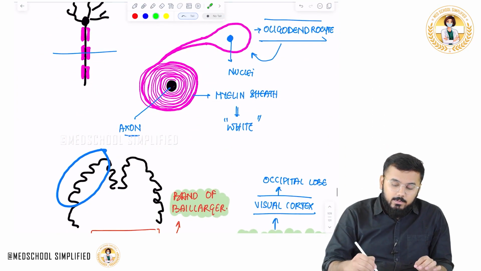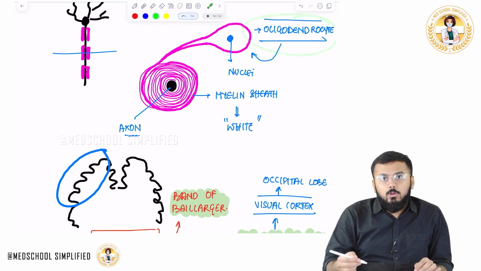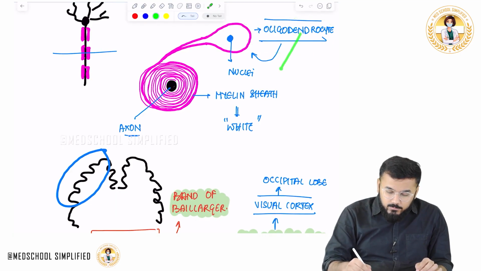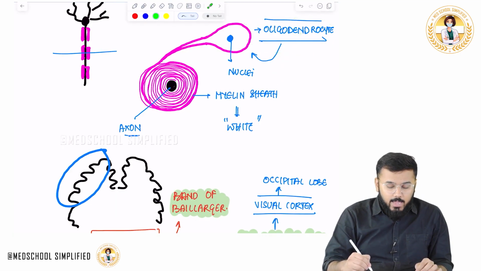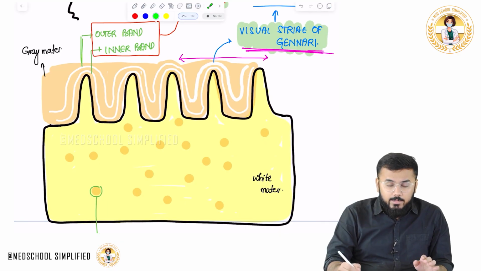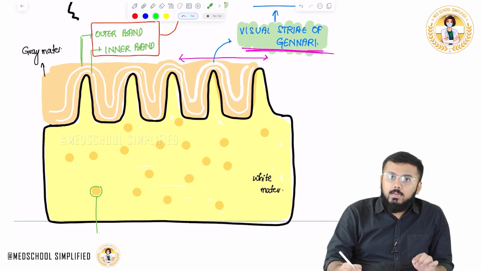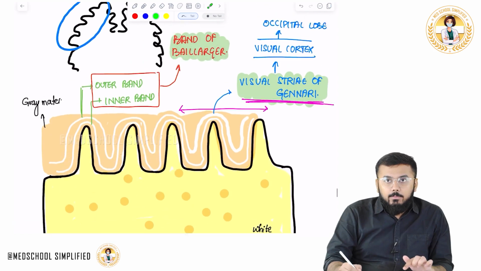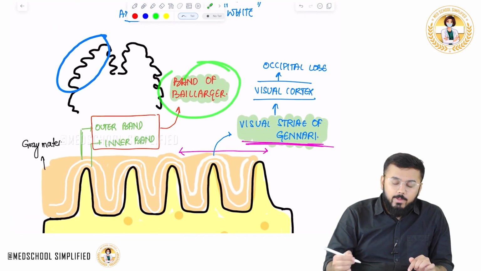Second important thing is, what are these oligodendrocytes? Oligodendrocytes are the cells that form the myelin sheath around the axon. Second important thing is this is the gray matter outside and inside the white matter. You can see some white color bands, outer band and inner band. Together you call it the band of Baillarger.